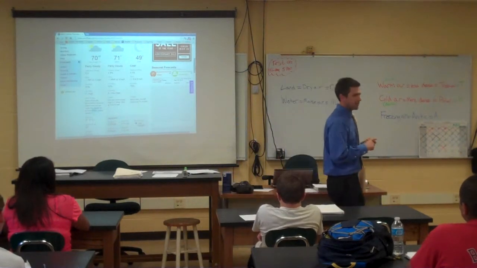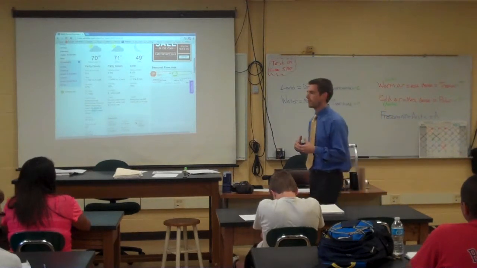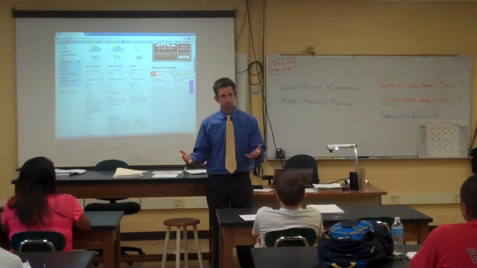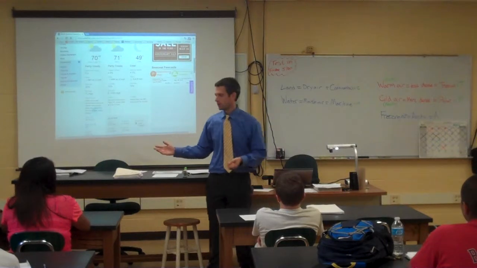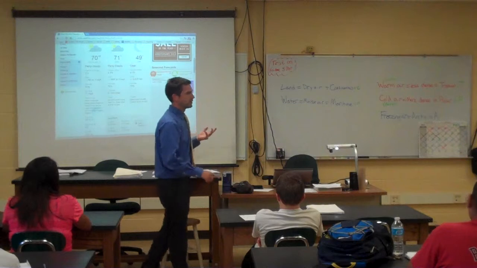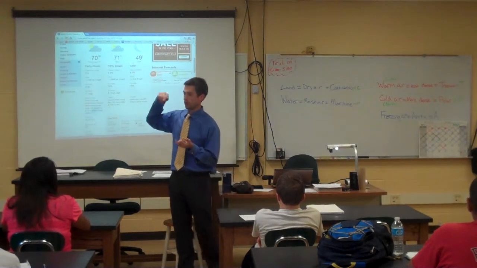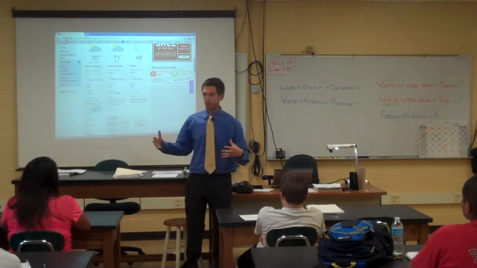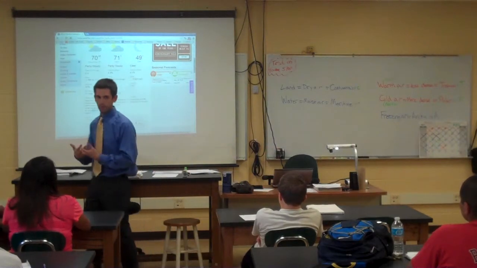So we can name the air masses based off of where they come from. Okay, not where they're going. Where did they form over? Did they form over land? Did they form over water? Did they form up north? Did they form down south? What did they do to become that way?